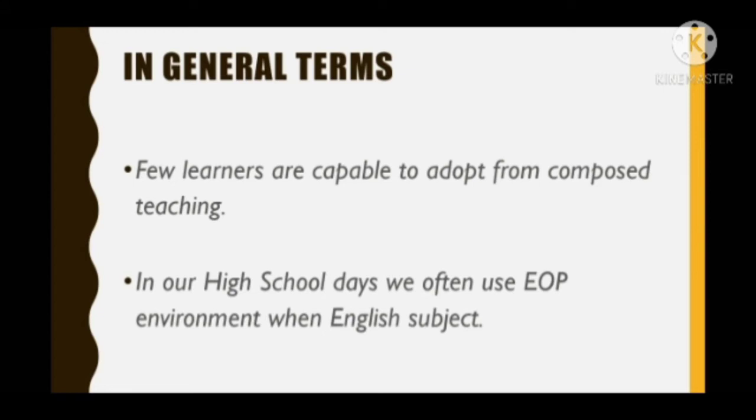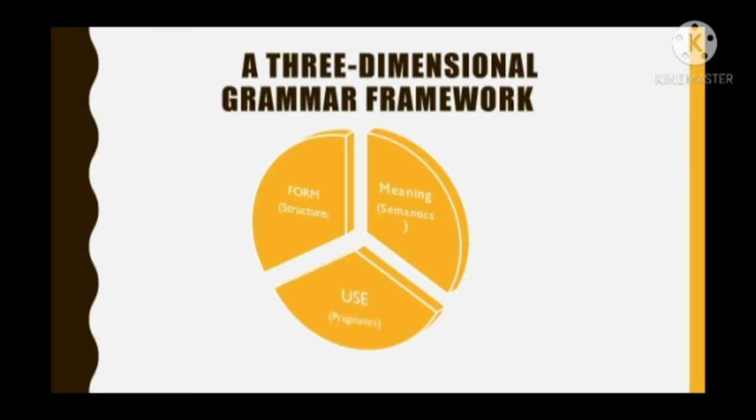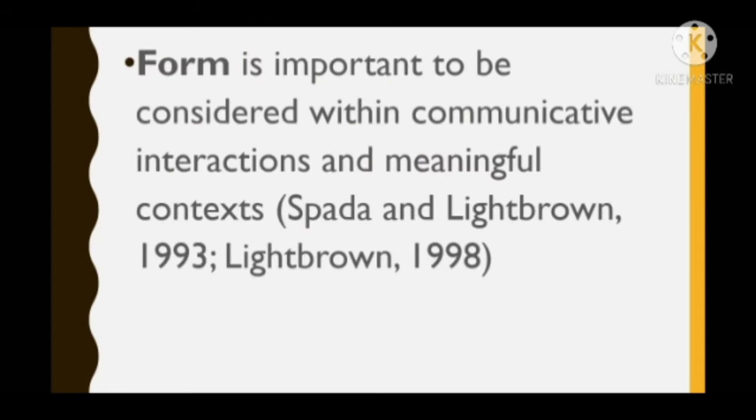So next, a three-dimensional grammar framework. First is the form, or the structure of the grammar. Second is the meaning, or the semantics of the grammar. Next is the use, or the pragmatics of the grammar. Now, form. According to Spada and Lightbown, 1993 and 1998, form is important to be considered within communicative interactions and meaningful contexts. It's self-explanatory, actually, because form is important in communication, in the meaningful context that we need to understand.